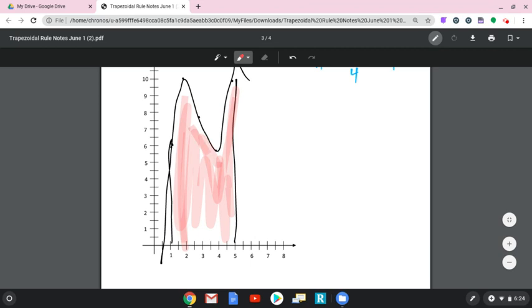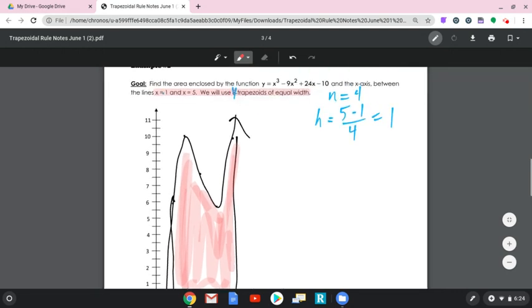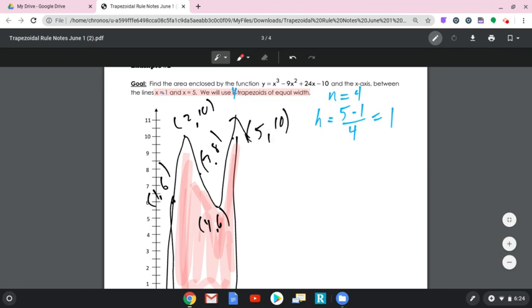Now we're going to estimate the area using the trapezoidal rule. We're going to break it into 4 trapezoids. So now we know the height is 1. Now you have to find the values of these points. We already know them from the table, guys, so just write them down from the graphing calculator. I have (1, 6), (2, 10), (3, 8), (4, 6), and (5, 10). So write them just as they were on the table in the graphing calculator. I don't expect you to do them yourself.